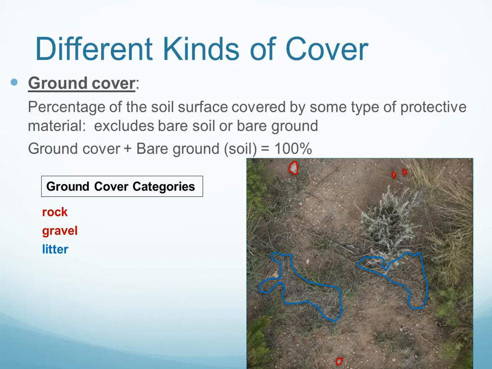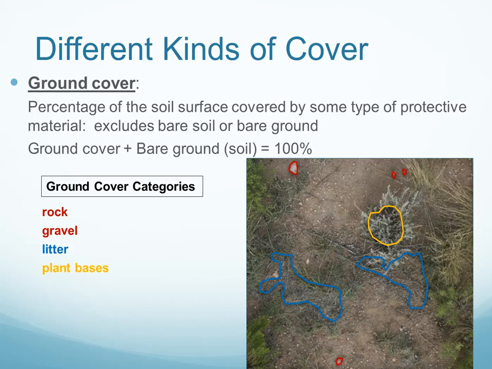It's often used as a ground cover category, but not by all users. And litter will provide protection of that soil surface from, say, raindrop impact. It is more ephemeral, though, than, say, rocks or plant bases. Now, the plant bases, or what we may call veg base cover, is nearly the same as basal cover.